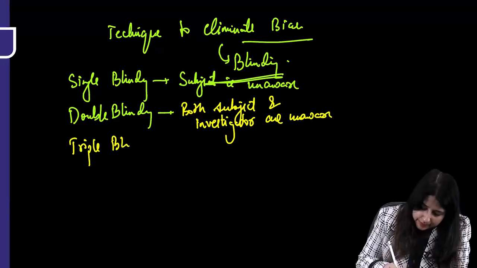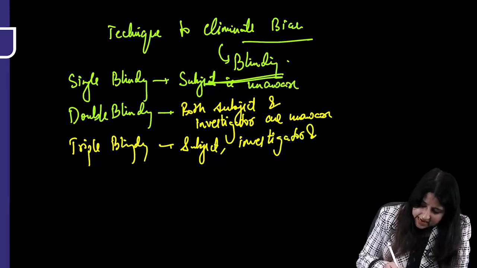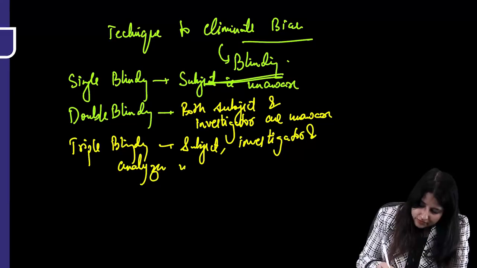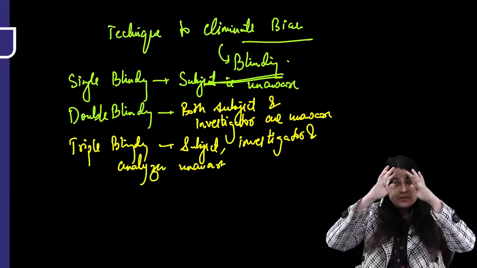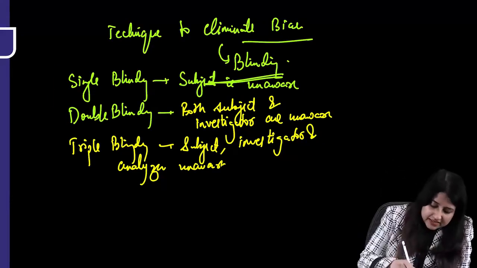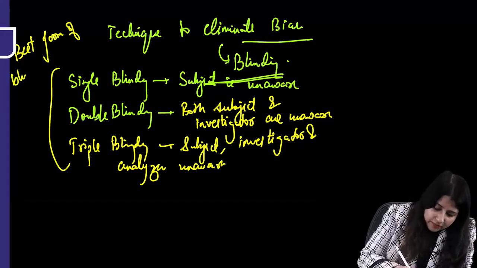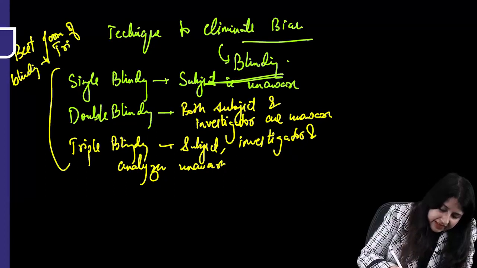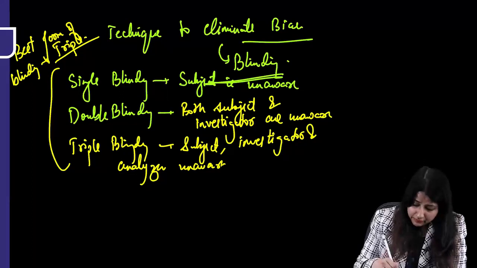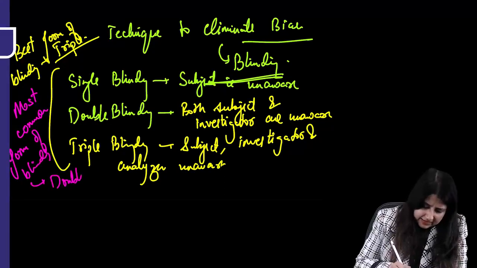So when you talk about triple blinding, we all know it is subject, investigator and analyzer. All are unaware of which group is getting what. Now we all know that the analyzer is the same as the investigator. So if somebody asks you what the best form of blinding is, the best form of blinding is definitely triple blinding. But which form of blinding is most common? The most common form of blinding is of course double blinding.